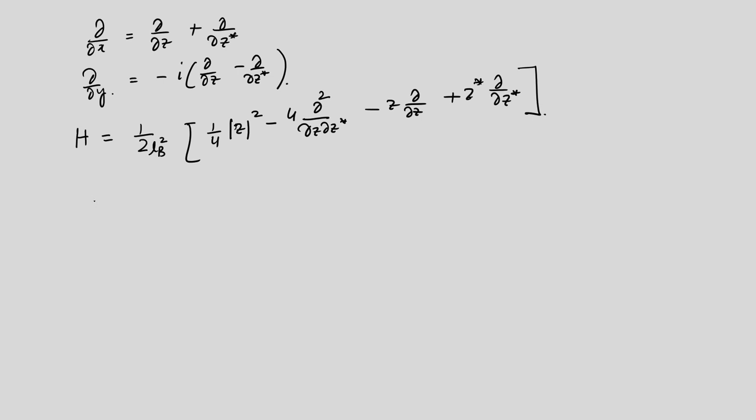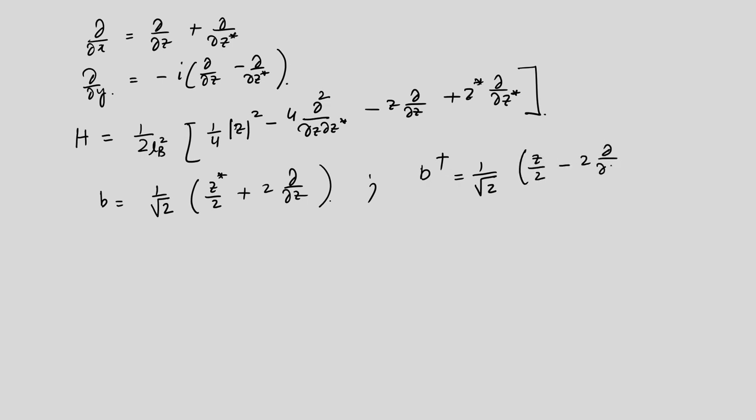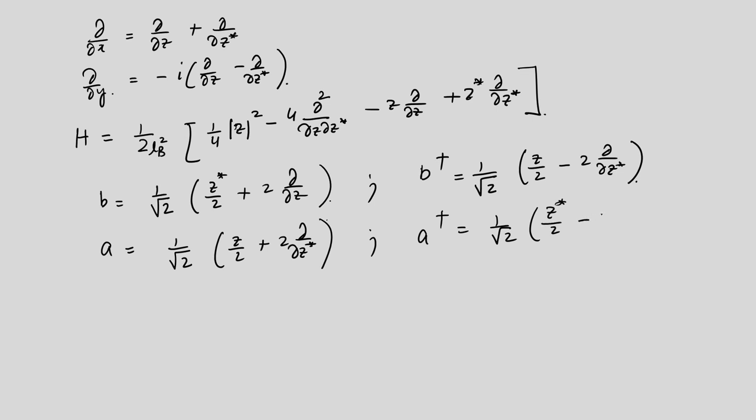Now we can use the same set of ladder operators that we had earlier, which are b and b dagger. So b is equal to 1 by root 2 times (z star by 2 plus 2 del z). This is your b, and your b dagger is equal to 1 by root 2 times (z over 2 minus 2 del z star). You can change all your z tilde to z star if you want. And a is equal to 1 by root 2 times (z by 2 plus 2 del z star). Now I'm writing both the a and the b operators together, and your a dagger is equal to 1 by root 2 times (z star by 2 minus 2 del z).